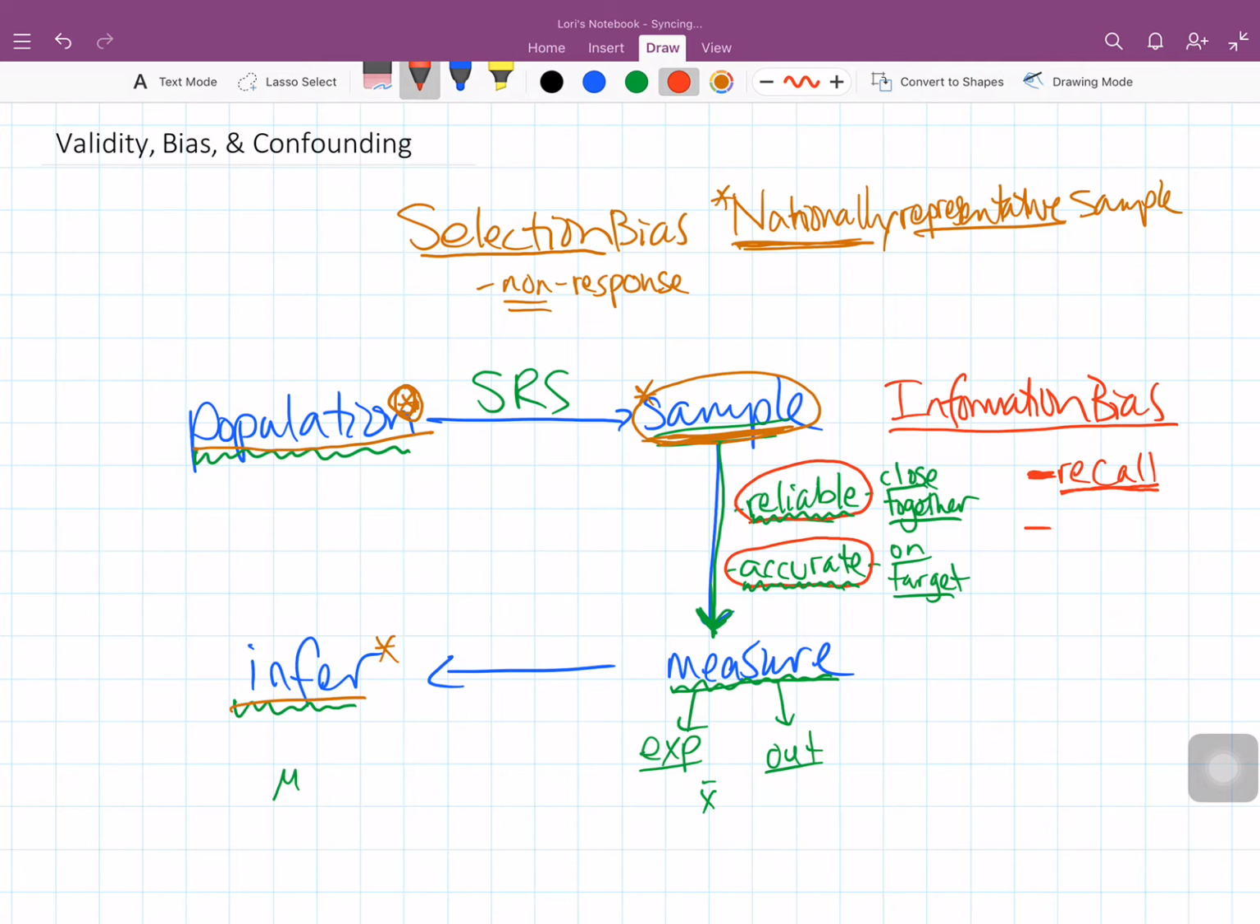Another kind of bias is called prevarication. That's a fancy word for lying.